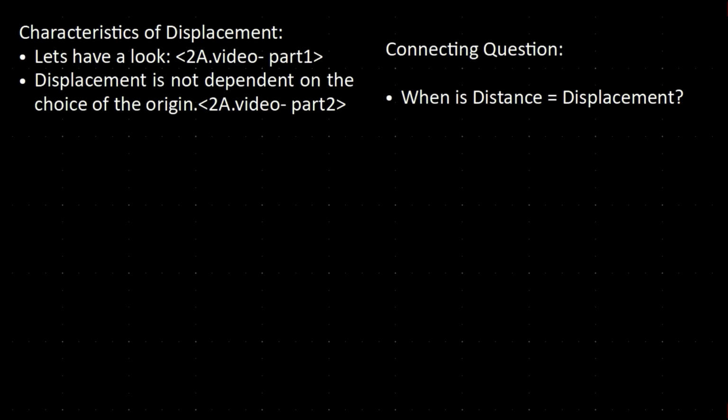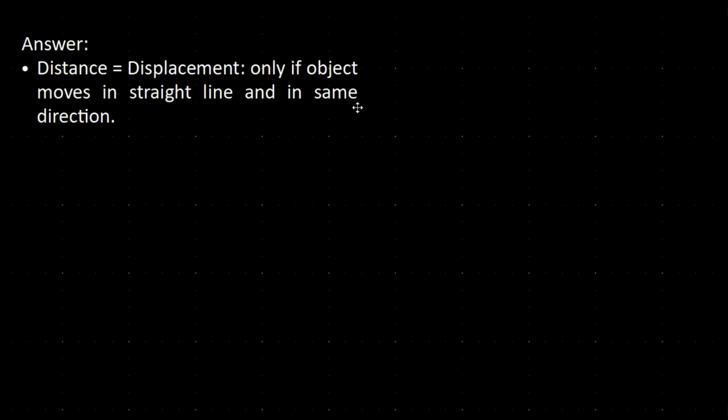I hope you guys remember, if the starting point is over here, that is the start. This is the end. And the path the object takes is just a straight line, and it stops over here. In this case, what is the distance and what is the displacement? Distance is the same as your displacement in this case. So if an object moves along a straight line in the same direction, then the distance and the displacement will be the same. So distance and displacement will be same only if the object moves in the same straight line and in the same direction.